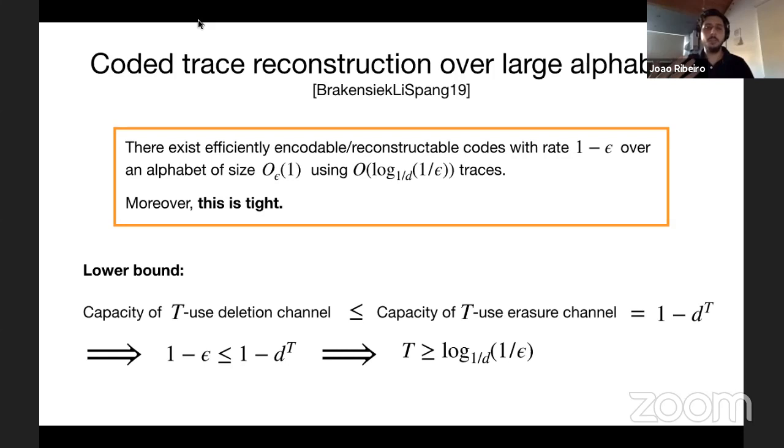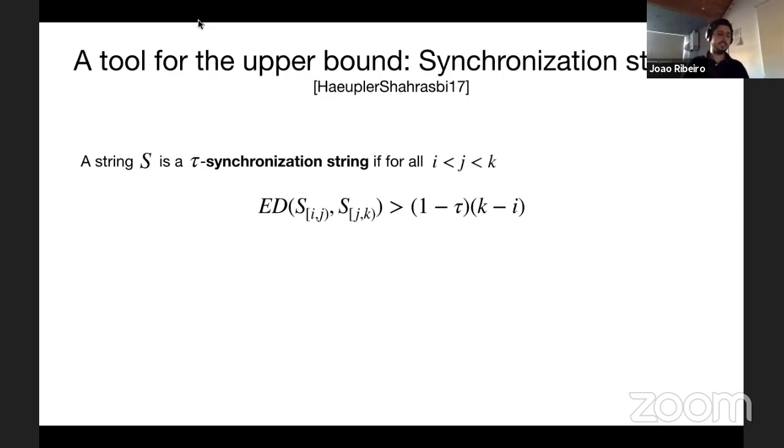Now the thing is that we want to match this lower bound up to maybe a constant with an alphabet that only depends on the rate epsilon. So the tool for this is what's called the synchronization string. And these were introduced by Haeupler and Shahrasbi in 2017.